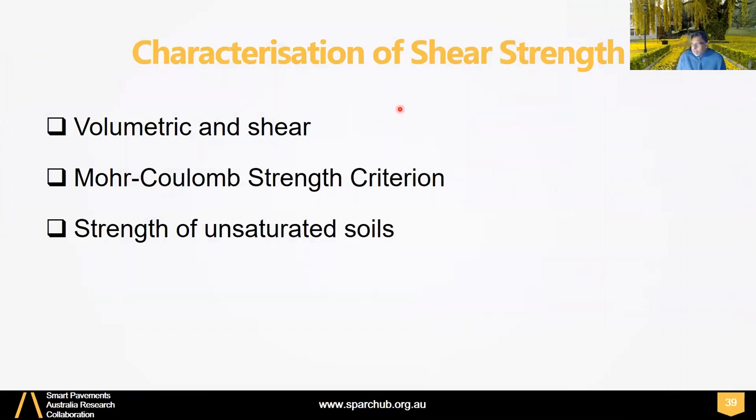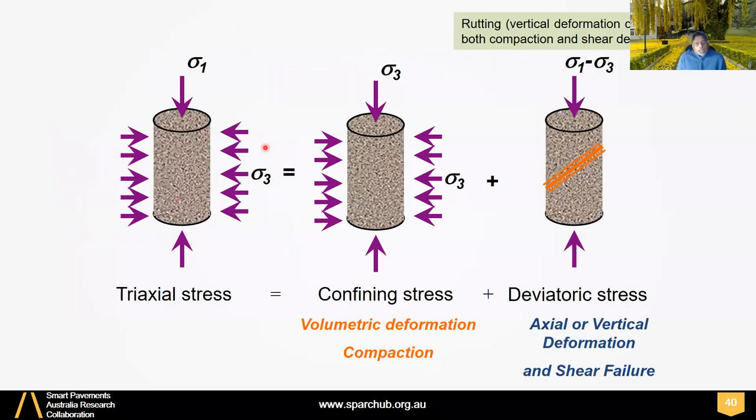Characterization of shear strength is the next component. So we are trying to look at three parts. The triaxial test is commonly used for characterization of shear strength of granular or subgrade materials. The triaxial state is basically a cylindrical sample where the all-around stress from water pressure is given by sigma 3, and the vertical stress is given by sigma 1.